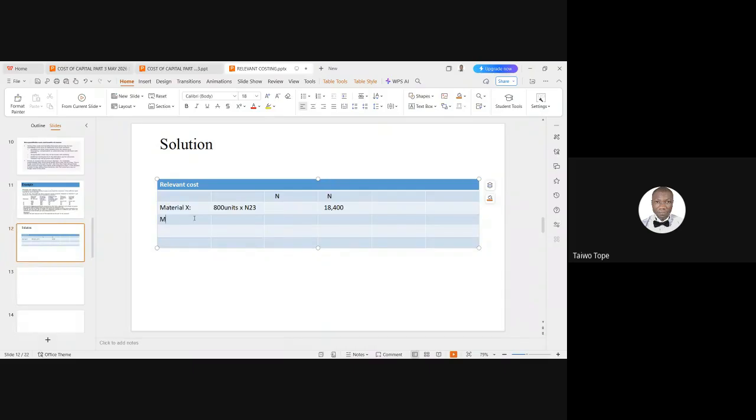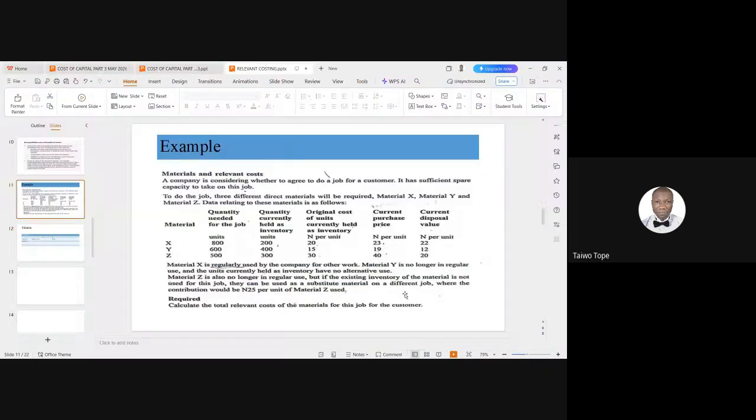And we have material Y. Material Y is to be split into two, because material Y is no longer in regular use, and the units currently held as inventory have no alternative use. So the units currently held as inventory are 400 units. Now, if we are using it for this particular production, what is the opportunity cost? The opportunity cost will be the disposal value.